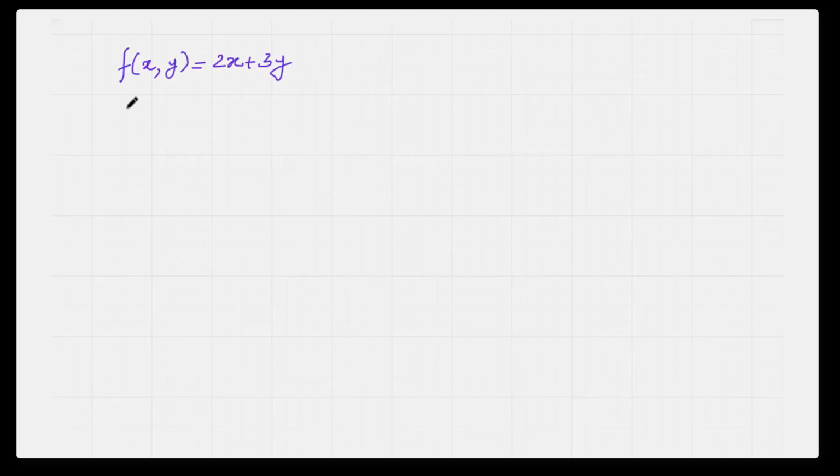Now how can we calculate del f by del x for the given f of x comma y, which is 2x plus 3y? Since we are trying to find the partial derivative of f with respect to x, we will treat x as a variable, and y will become our constant.